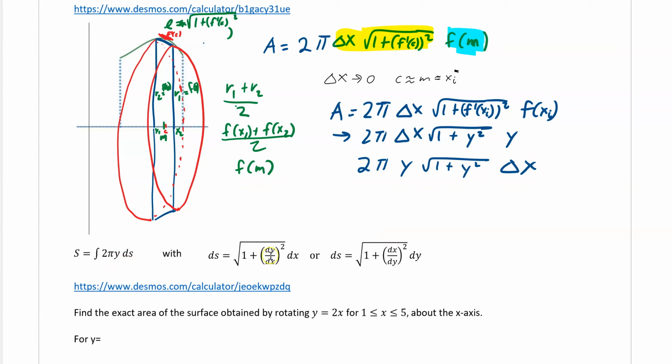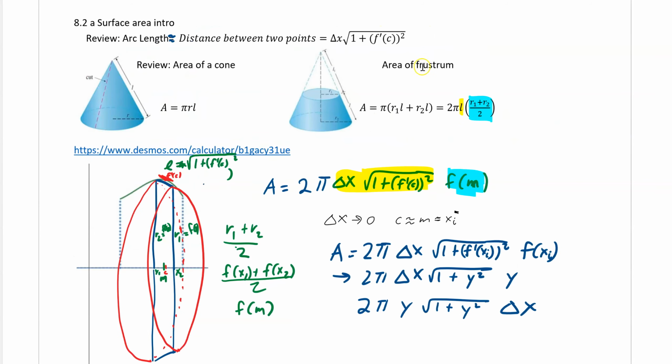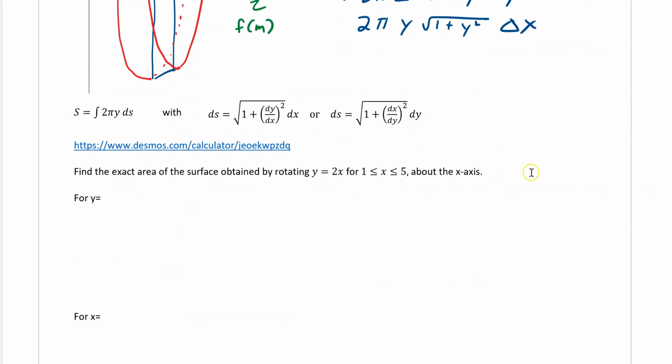The reason we write ds is if we have this as a y equals, we use this. If we have it as an x equals, we use this. But the y stays the same. All right, so that's where it comes from. We are using this little trapezoid that rotates to make a frustum, and we use that formula to get it, and it gives us the surface area.